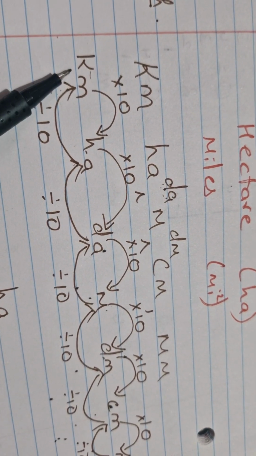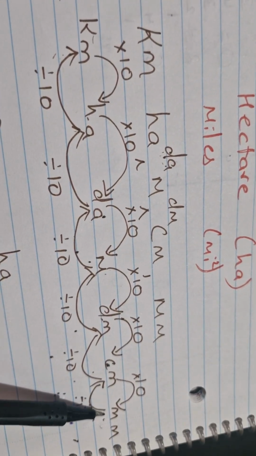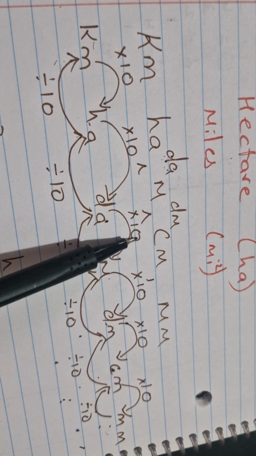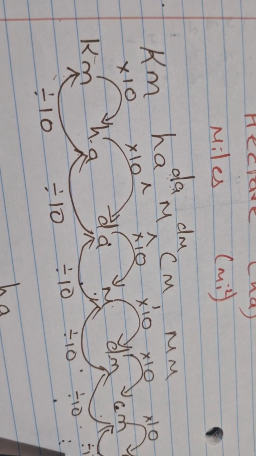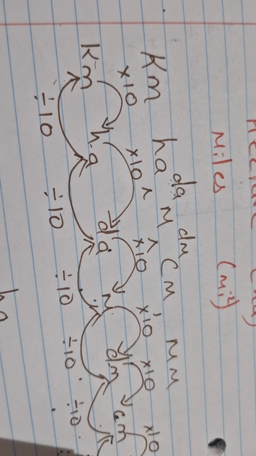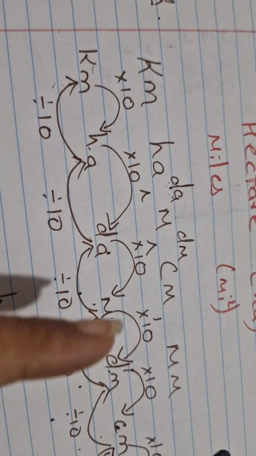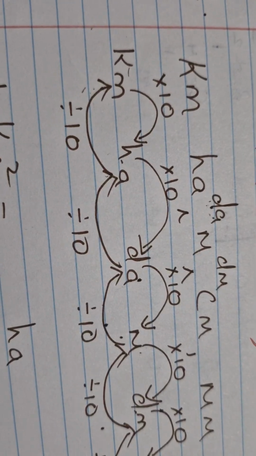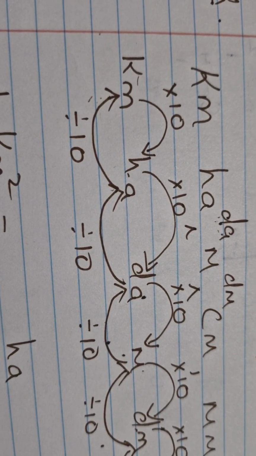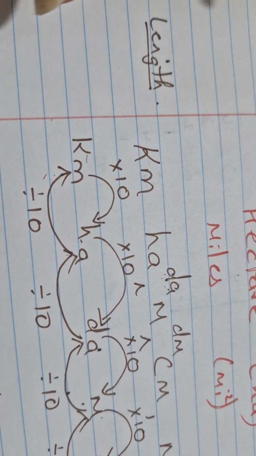1 kilometer, how many mm? Sorry, mm. Just count the zeros: 1, 2, 3, 4, 5, 6. So we will say 1,000,000 millimeters. But if I say find from smaller to bigger, so let's see meter to kilometer, then in this case you will divide with 1000, not multiply with 1000. Now this is not for area, this is only for length.